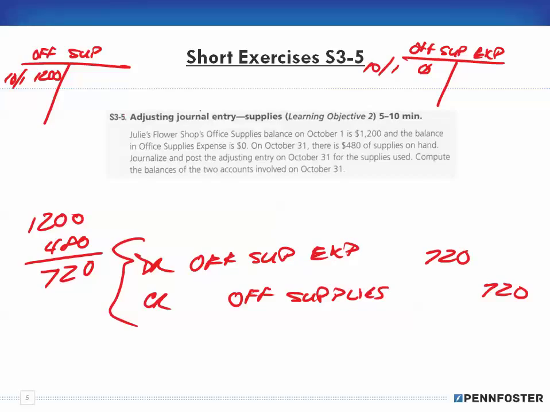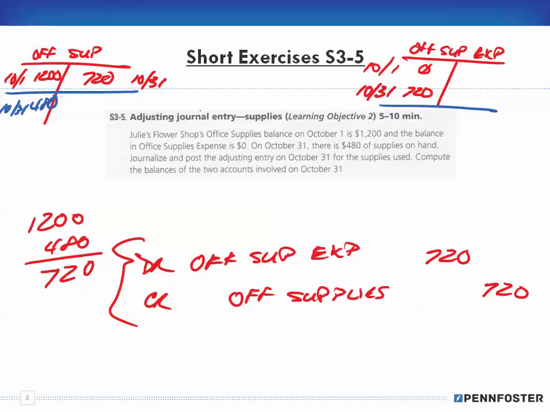And when I go to post it, I'm going to post the credit for 720 as of 10/31, and I'm going to post the debit for 720 as of 10/31. So when I create the balance in the account, my balance in the office supplies account as of 10/31 is going to be 480, and the office supplies expense for 10/31 is going to be 720. And those are the balances in those two accounts after I make the adjustments. All right. Next problem.